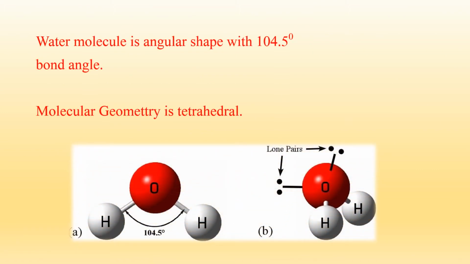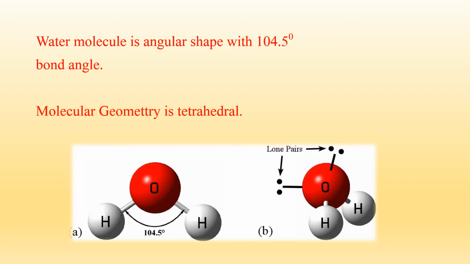Now we can talk about the molecular geometry and shape of the water molecule. As you can see in these two pictures, the water molecule has tetrahedral geometry because it has two sigma bonds and two electron pairs, but its shape is angular with a 104.5 bond angle. It is an sp3 hybridized molecule.